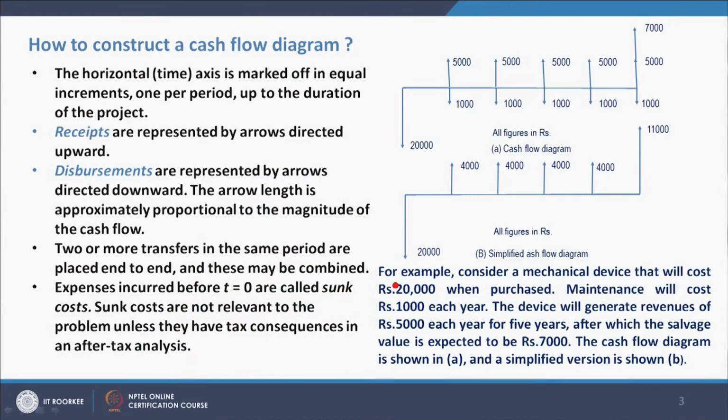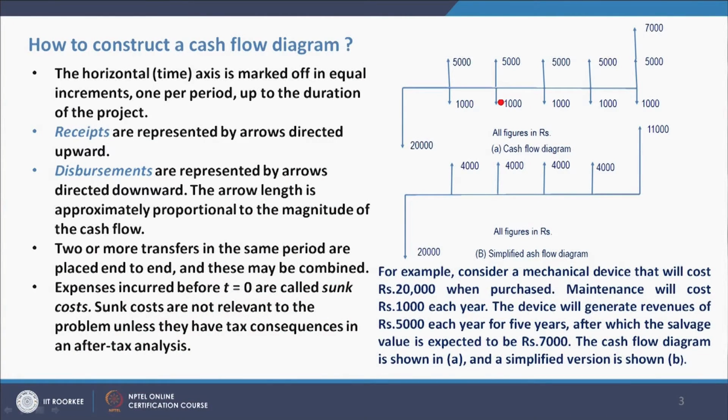For example, consider a mechanical device that will cost 20,000 rupees. Now, this is 20,000 rupees a disbursement because you have to spend 20,000 rupees. So, this 20,000 is put downward. When purchased, maintenance will cost rupees 1,000 each year. So, maintenance is another disbursement. So, maintenance is put like this each year.